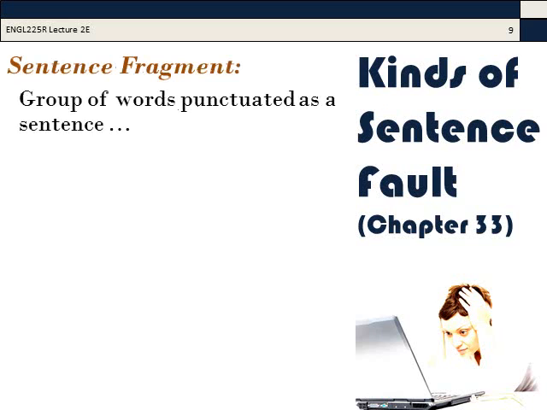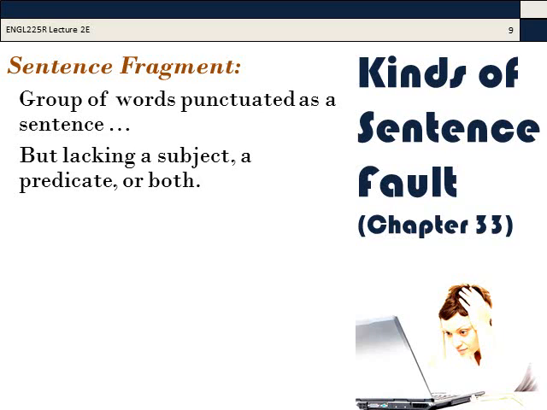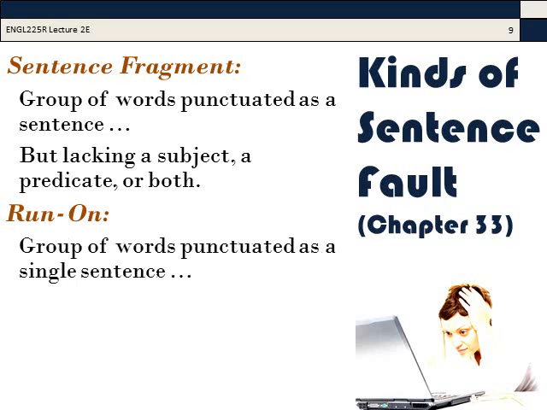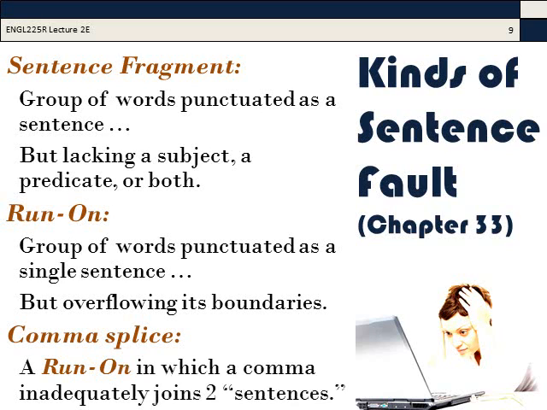You can see that the different types of sentence fault are related to these sentence boundaries. A sentence fragment is a group of words punctuated as if it's a sentence, but it's lacking something, a subject or a predicate or perhaps both. A run-on is a group of words punctuated as a single sentence which overflows its boundaries and is really more than that. And a comma splice is a particular kind of run-on in which a comma all by itself and inadequately tries to join two things that could be sentences.